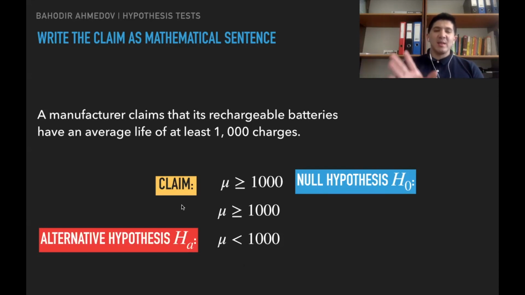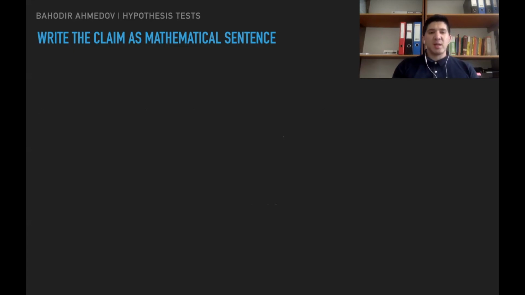So it's very important to identify what kind of hypothesis your claim is, either the null hypothesis or the alternative hypothesis. But at the same time, it's also important to write down the null hypothesis and the alternative hypothesis. So we always need to write down these three things algorithmically in order to test the hypothesis.